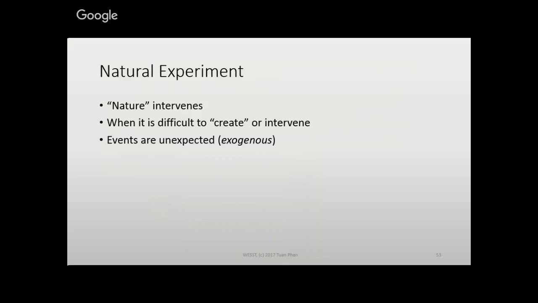So it's great when it's difficult to intervene, and events are unexpected or exogenous. The assignment of treatment and control groups should be somewhat random, and we'll talk a little bit about how we can handle non-random groups. Then analysis becomes very simple. You just do a difference-in-differences, just like the Amazon and Barnes & Noble example. But conceptually, we need to find these exogenous events, these natural experiments.